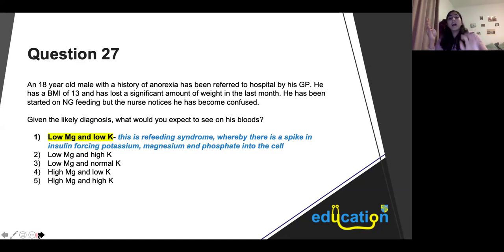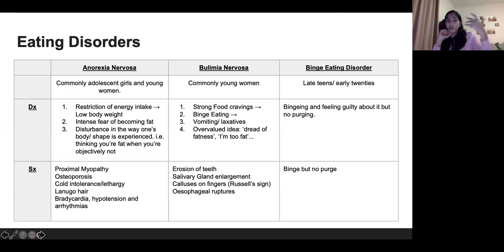So to be honest, if you know that someone has not eaten for, I think, over a week, they're at risk of refeeding, and so it's something that you should be preemptively monitoring as an F1, and you'll probably be told by your consultants to do that. People are very aware of refeeding syndrome, and yeah, it's low magnesium, low potassium, and low phosphate.